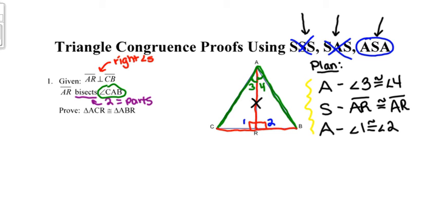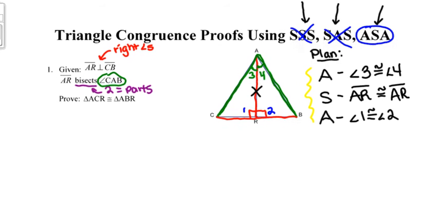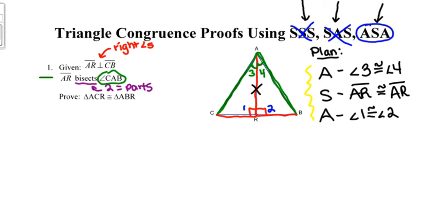So every proof is going to include both a statement and a reason. The statement is going to be the true piece of information, and the reason is going to be how I know it's true. So I can't come right out and say angle 3 is congruent to angle 4. I knew that those two were congruent because I started with this given piece of information about segment AR bisecting angle CAB. So that's where I'm going to begin the writing in my proof. Segment AR bisects angle CAB.